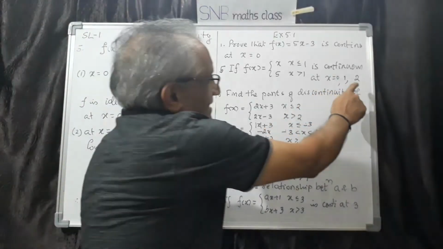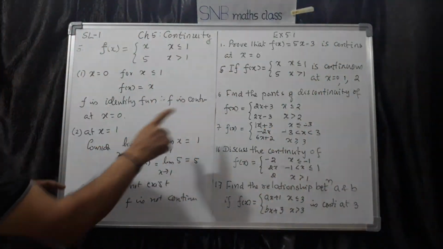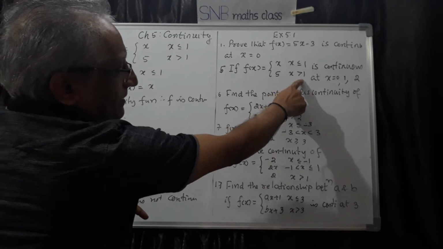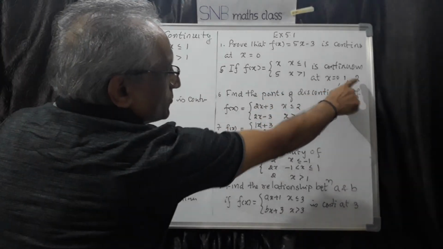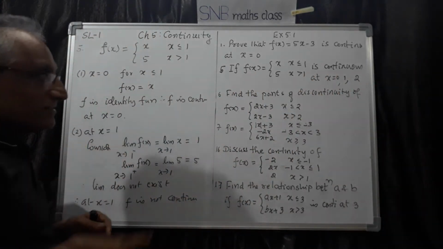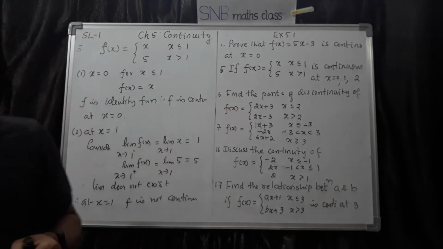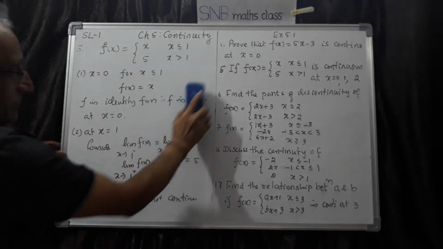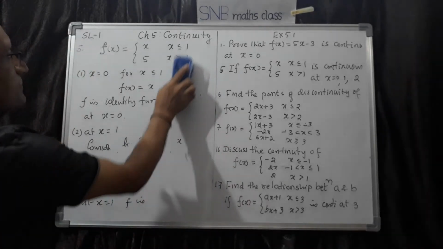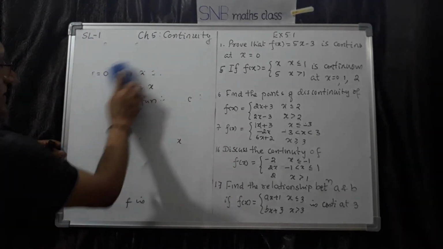Same thing, I can skip this question. For more than 2, it is a constant function, because for more than 1 it is 5, which means at 2 also it is 5 only. It is a constant function, so continuous. I need not do that case; it is the same as this case. So this is the second question, that is question number 5. Now let us take the next one.